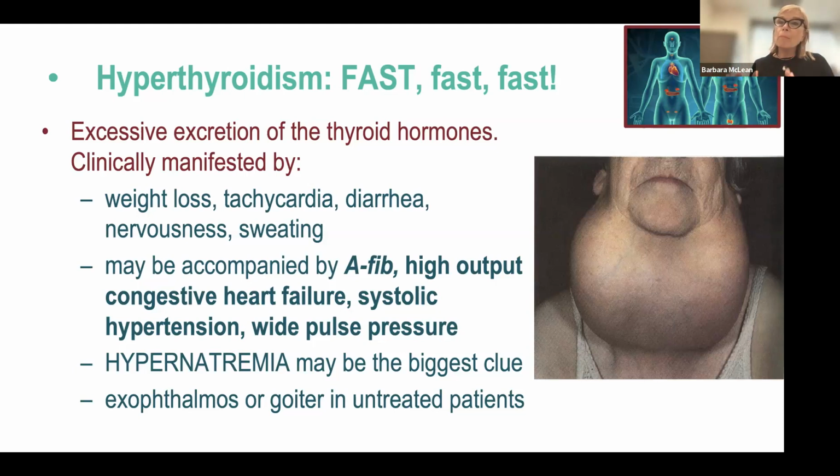What's very important to remember is hyperthyroidism is one of the main causes of atrial fibrillation. So if we have a new onset AFib, we're always going to consider, is this caused by hyperthyroidism? Oftentimes, because it's creating a very hyperactive heart, you're going to have a very high output cardiac failure.